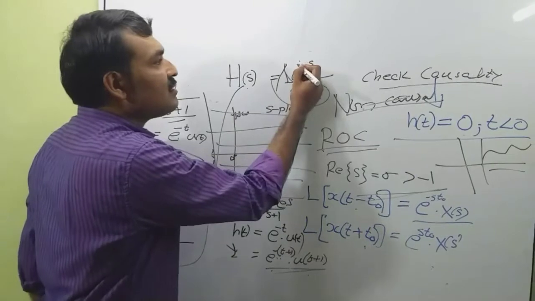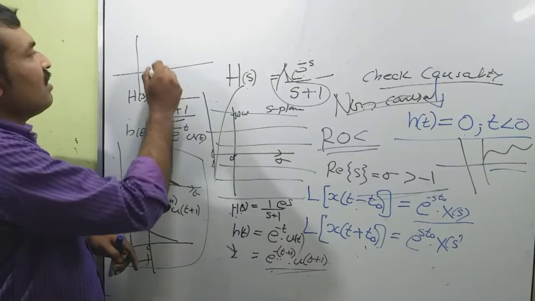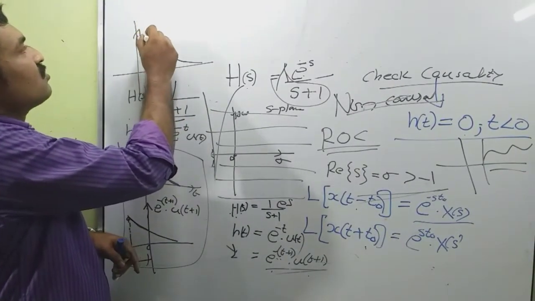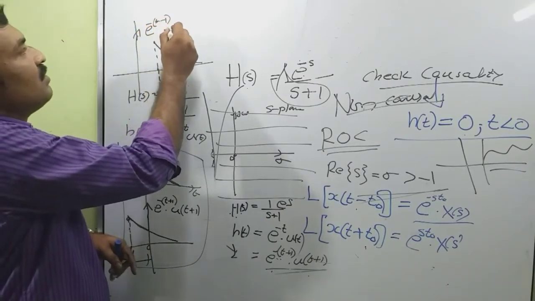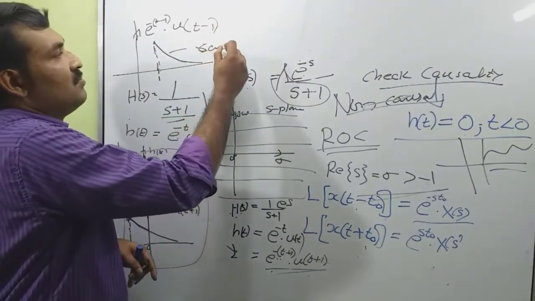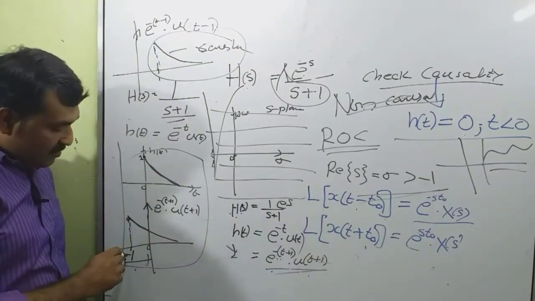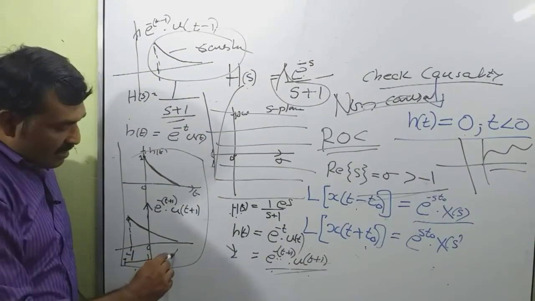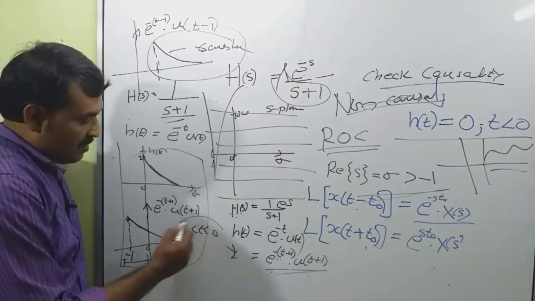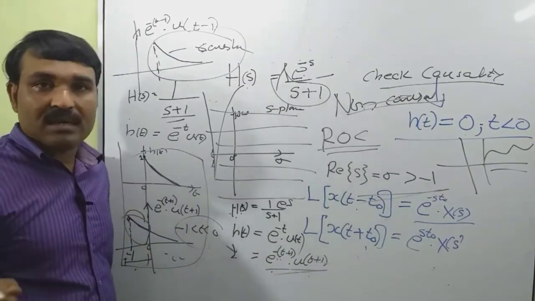On the other hand, if this is e raised to minus s, then what happens? Then the impulse response will look like this, that is e raised to minus of t minus 1 into u of t minus 1. This system is a causal system, since the impulse response exists only for t greater than 0. But for the other case, for minus 1 less than t less than 0, the signal has a value that is not equal to 0. So that is a non-causal system. I think the concept is clear.